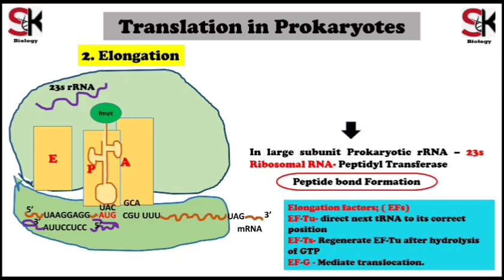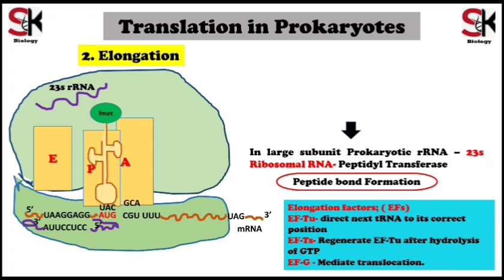Elongation is the largest and most repeated step. The elongation step also requires 3 elongation factors, EF-Tu, EF-Ts and EF-G. EF-Tu directs the next tRNA to its correct position, that is entry of tRNA to the A site. EF-Ts regenerates EF-Tu by GTP hydrolysis. And the third elongation factor EF-G mediates translocation.